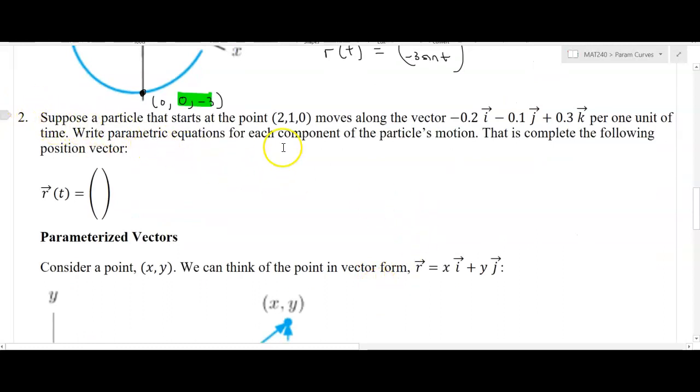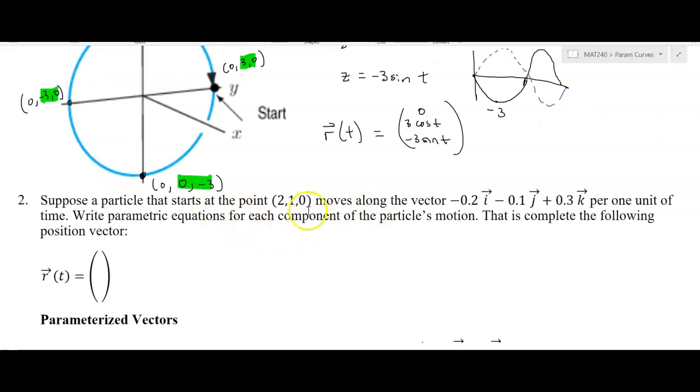Suppose a particle that starts at the point 2, 1, 0 moves along the vector negative 0.2, negative 0.1, and 0.3. And we want this point to move from the location 2, 1, 0, and we want it to move along the vector negative 0.2, negative 0.1, positive 0.3k per 1 unit of time.